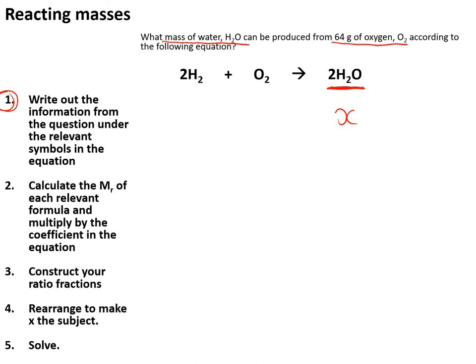But for oxygen, we do know something. It says 64 grams, so we're going to put 64 for oxygen. Okay. Everything else can be ignored. We don't need to think about hydrogen at all because it's not mentioned in the question, so we can just scribble it out and pretend it's not there.